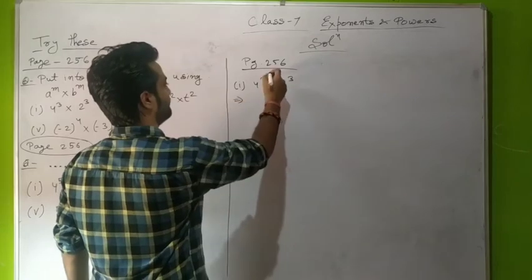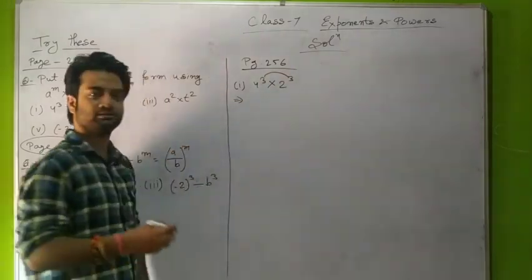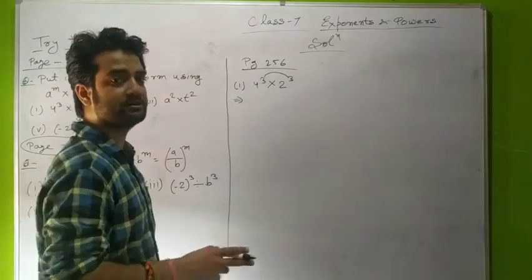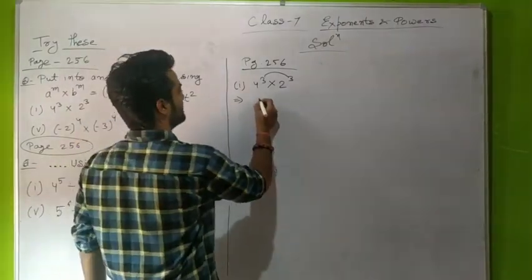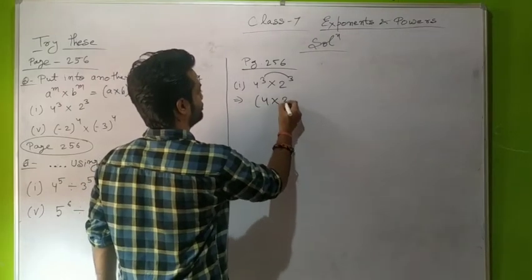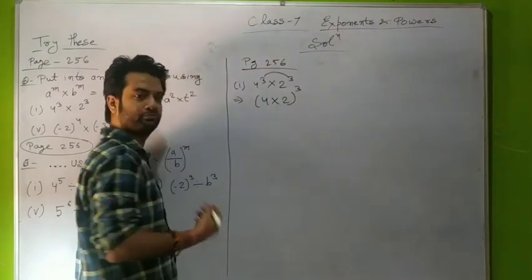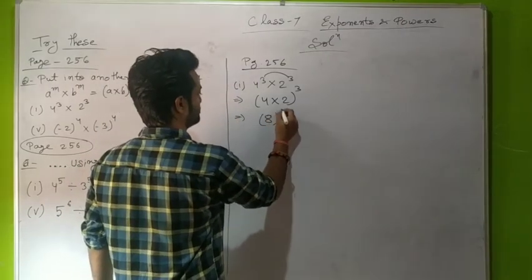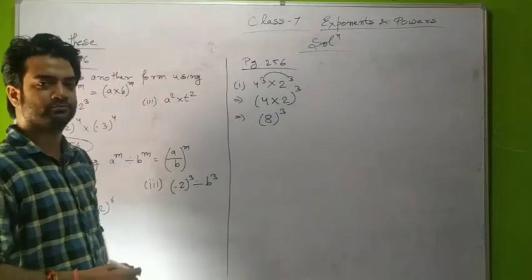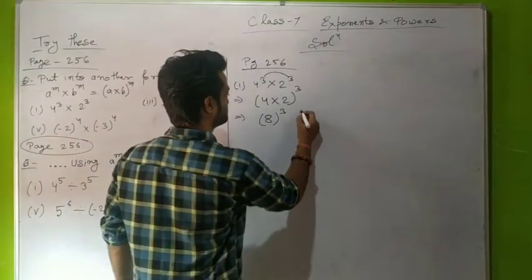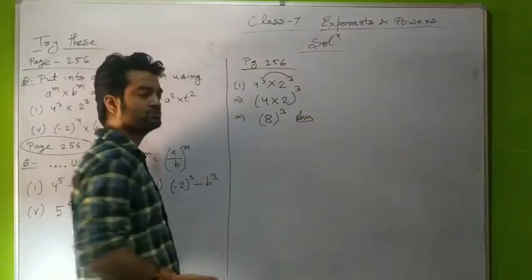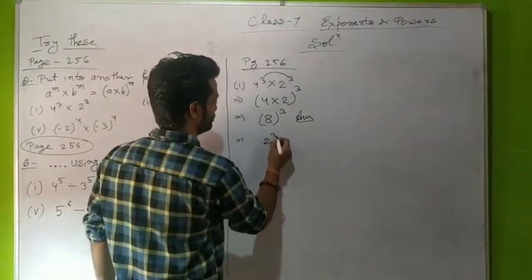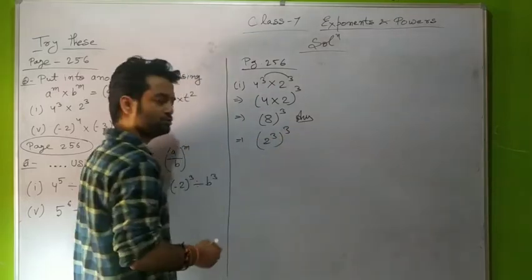As you can see here, the exponents are the same. So when exponents are the same, the bases are multiplied. So it can be written as 4 into 2 raised to the power 3. 4 2s are 8, raised to the power 3. This will be our answer. If you want, you can solve it further. Like, 8 can be written as 2 cube, raised to the power 3.